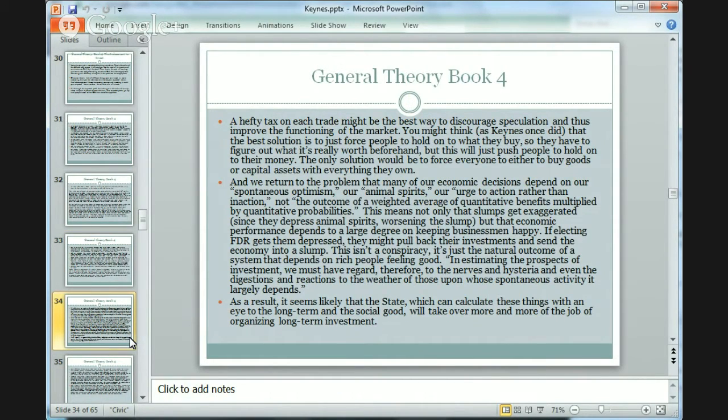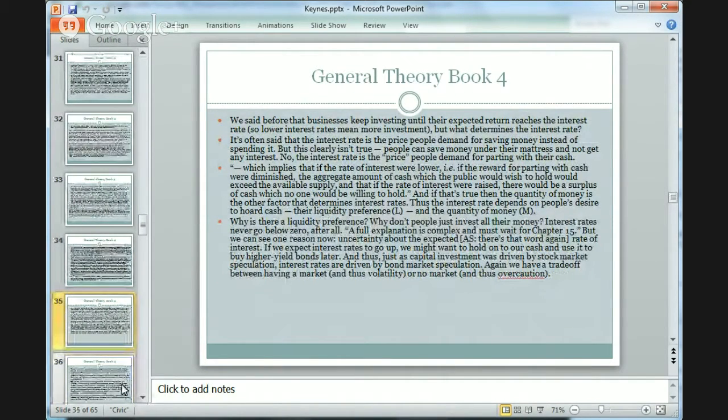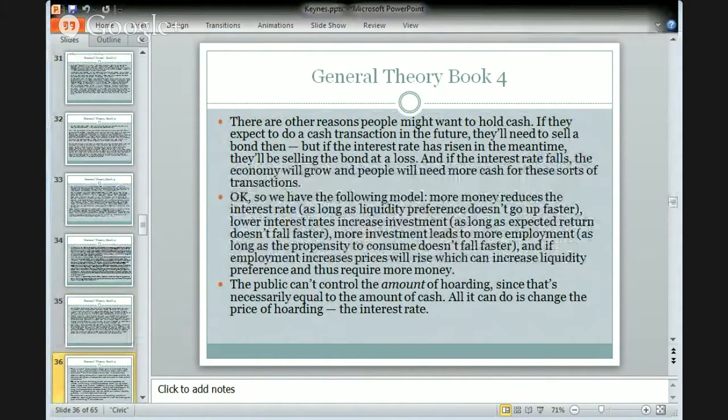So he proposes hefty taxes on keeping these animal spirits in check, and he proposes that the government should step in. The capitalists, the entrepreneurs, do not have a long sight, a long-term plan. Only the governments can envision such long-term plans, and therefore the government should get in and start investing into various projects. That's another thing which Keynes mentioned in this book.